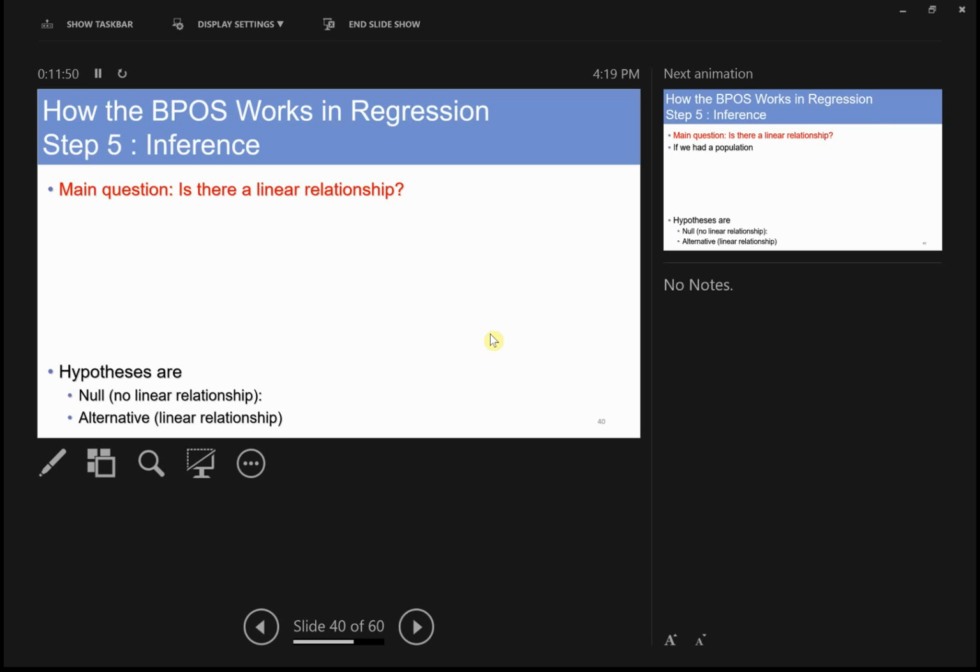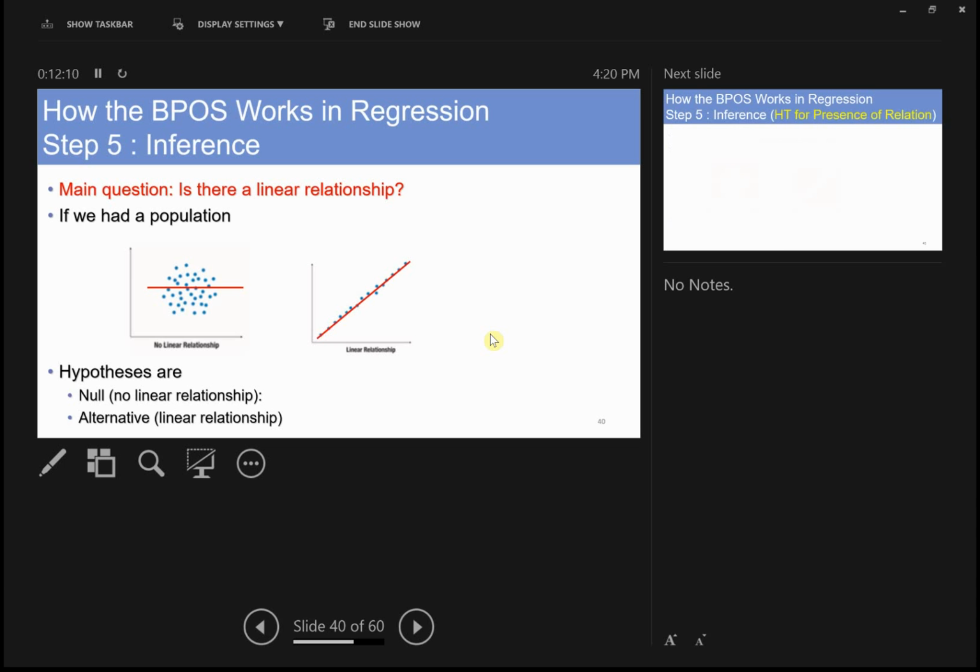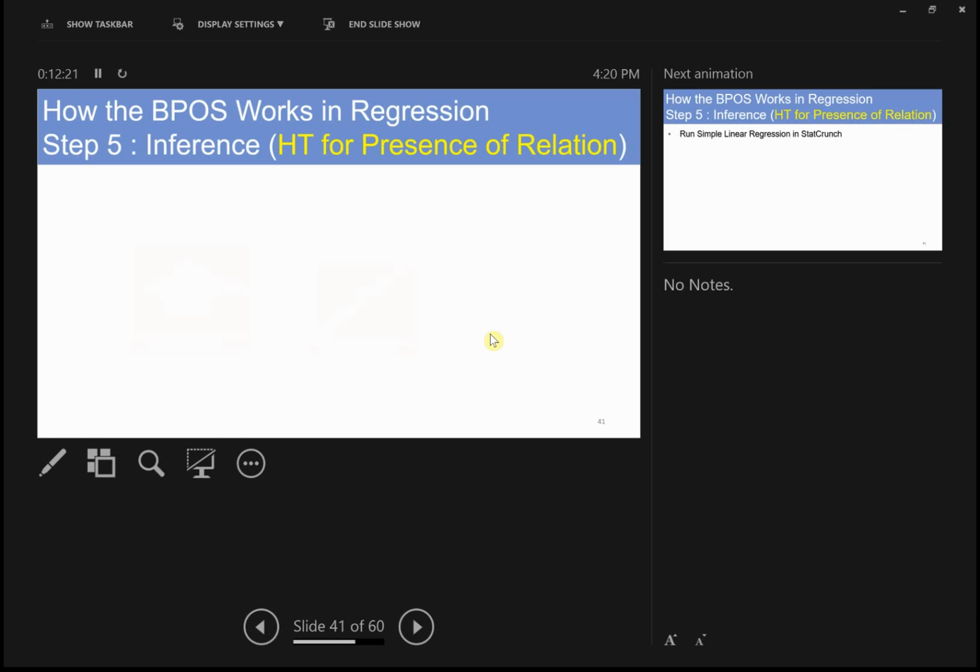So notice how we morphed everyday language into a geometric understanding of what's going on into an actual statement about a test on a parameter. All right? So here's the picture. No relation, flat line, slope of 0. Relationship, slope not equal to 0. Okay? Any questions on the hypothesis test? Everybody's good? All right, so we actually want to see how this works.